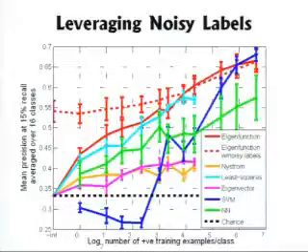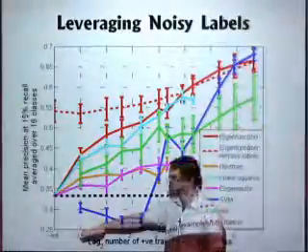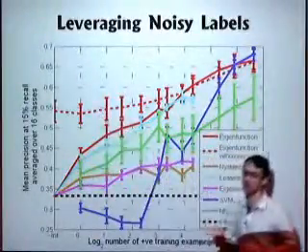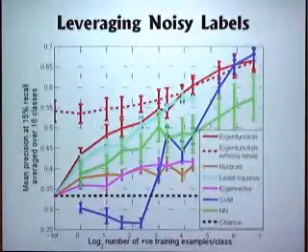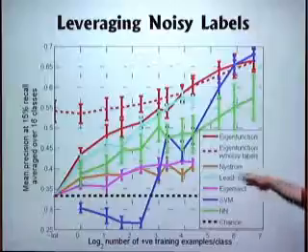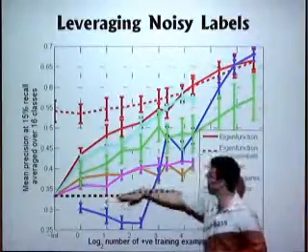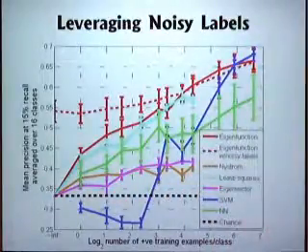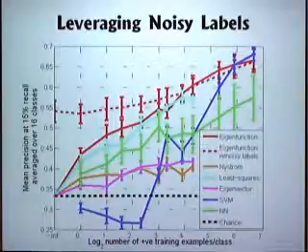Certainly when you've got very few labeled examples, the noisy examples can give you a big help, and you can get a nice red curve that lifts up here. So it clearly helps to have labeled data still, but the noisy examples certainly give you a big advantage at the beginning.